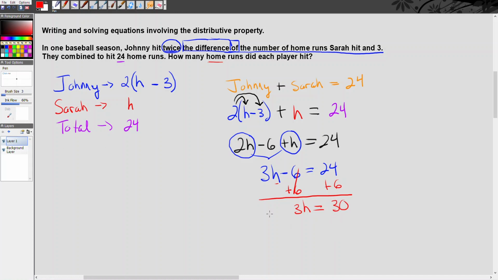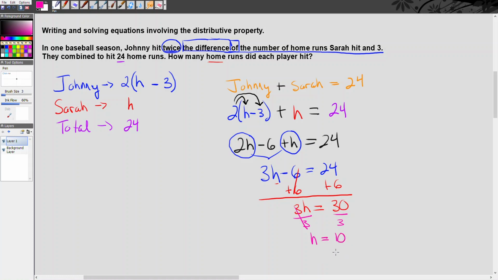And hopefully you already see what you need to do here. I need to get rid of this 3, and that 3 is multiplying h, so I need to divide by 3 on both sides. These 3's cancel out. This gives me h equals 10.